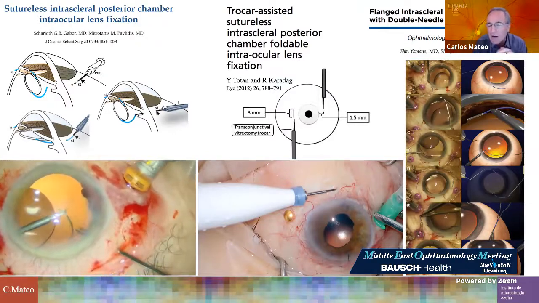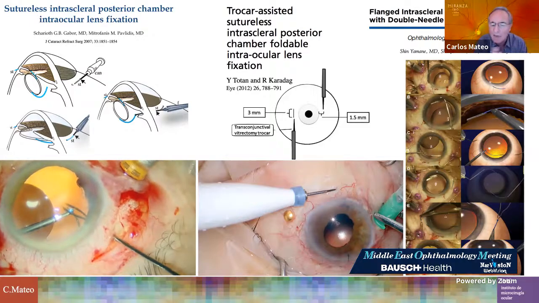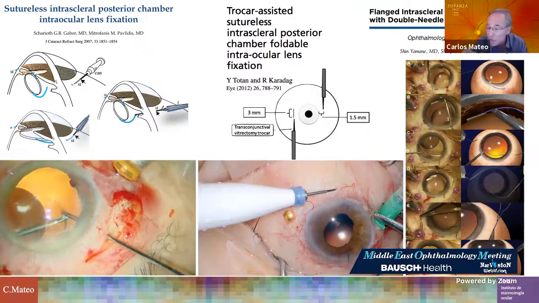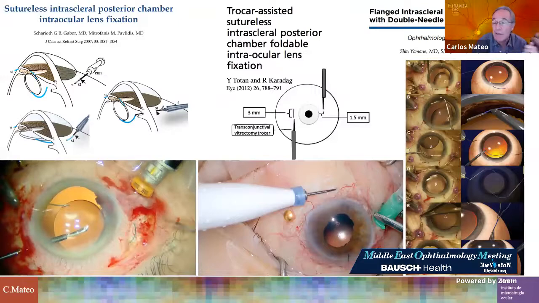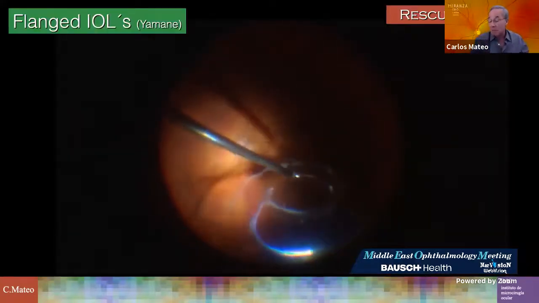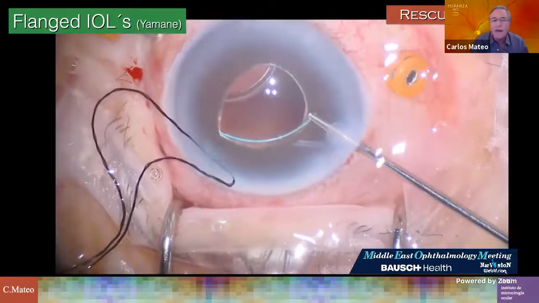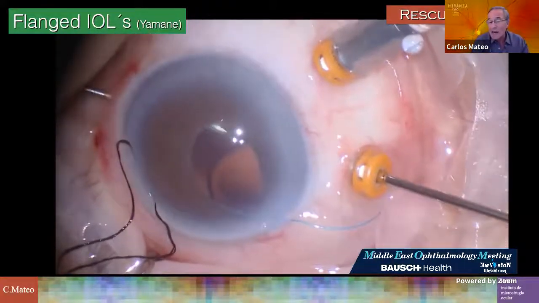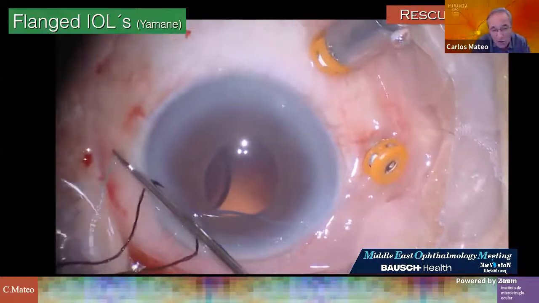Then the Auerbach group rediscovered the technique using glue haptics, and I think Auerbach is going to show the technique. After this, Totan in Canada is using 27 gauge cannulas, and at the end, the technique of Shamanic. I use for these three-piece lenses, I recover the lens, I try not to exchange the lens, I clean everything again, and then I use the Yamane technique with, in the beginning, a normal 30 gauge syringe.